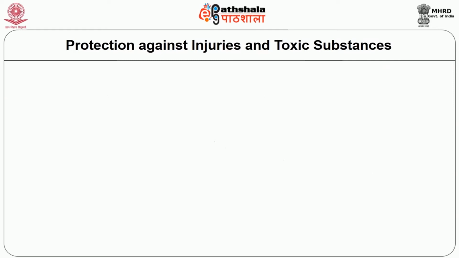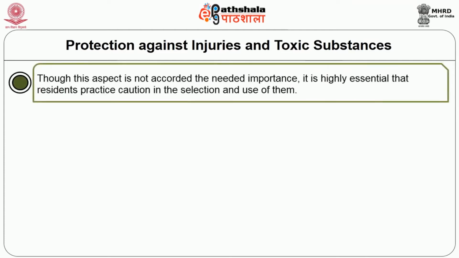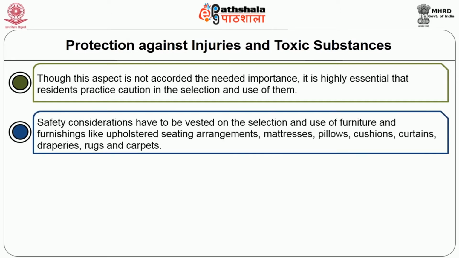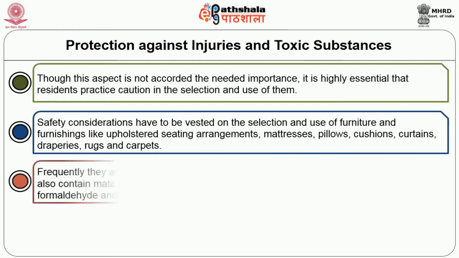Next, I wish to jump to the next important aspect, ensuring protection, that is the selection and use of furniture and furnishings. Though this aspect is not accorded the needed importance, it is highly essential that residents practice caution in the selection and use of them. Safety considerations have to be vested on the selection and use of furniture and furnishings like upholstered seating arrangements, mattresses, pillows, cushions, curtains, draperies, rugs and carpets.